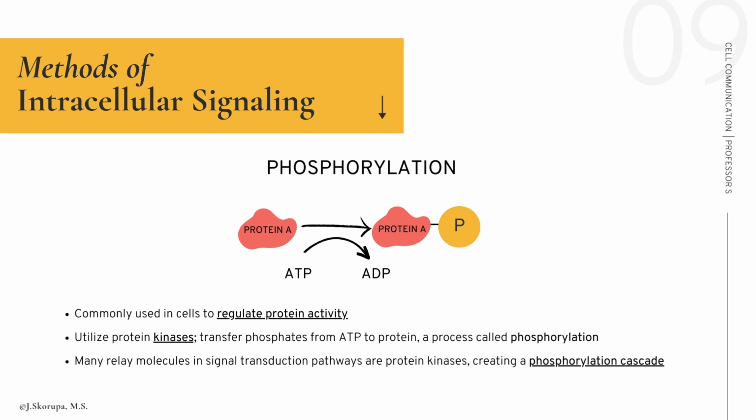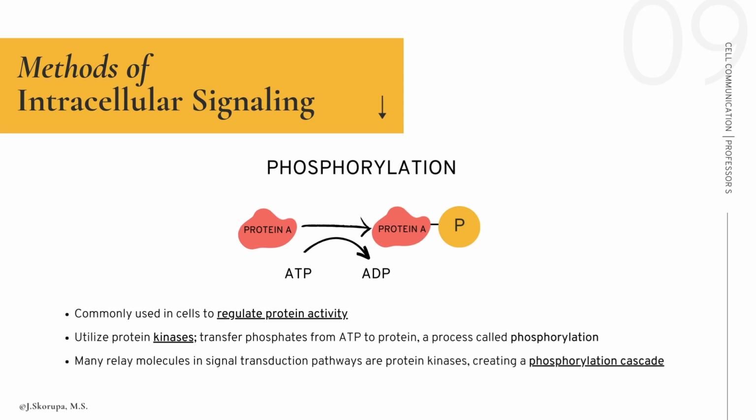Phosphorylation. These modifications are commonly used in cells to regulate protein activity. Phosphate groups will often activate or deactivate proteins. Here, an enzyme called a kinase transfers phosphates from ATP to a protein, and we call this process phosphorylation.